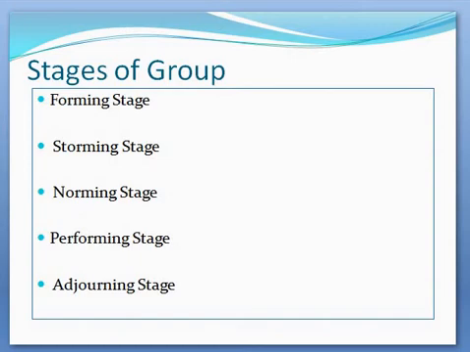Next stage is norming. The storming stage is followed by another stage known as norming. Group members by this time develop norms related to the group behavior. This leads to development of a positive group identity. Fourth stage is performing. By this time the structure of the group has evolved and is accepted by group members. The group moves towards achieving the group goal. For some groups, this may be the last stage of group development.